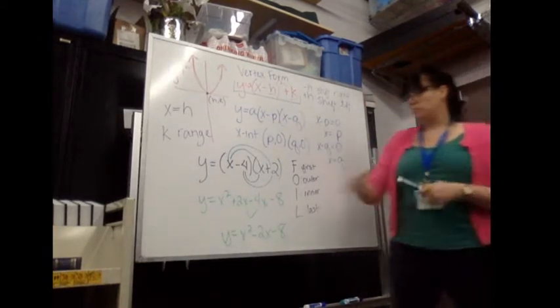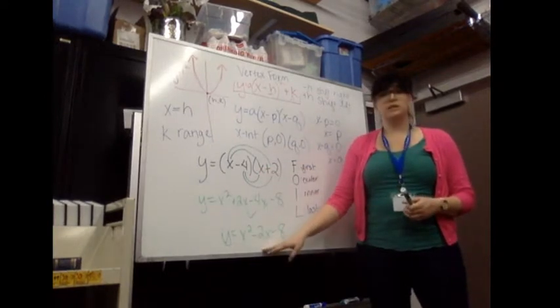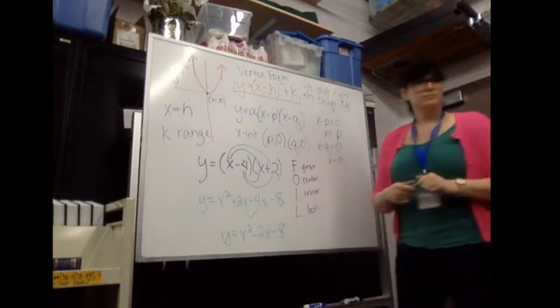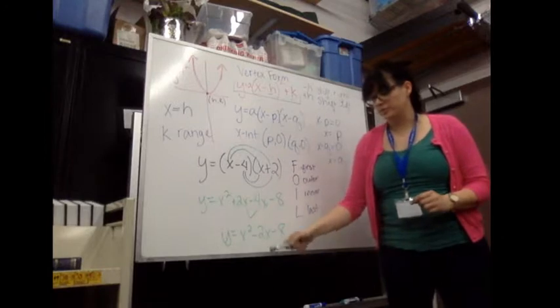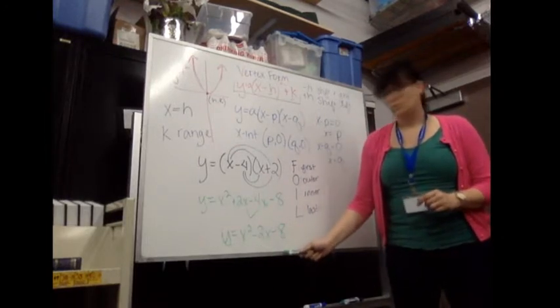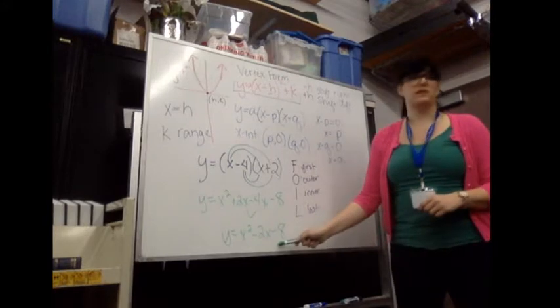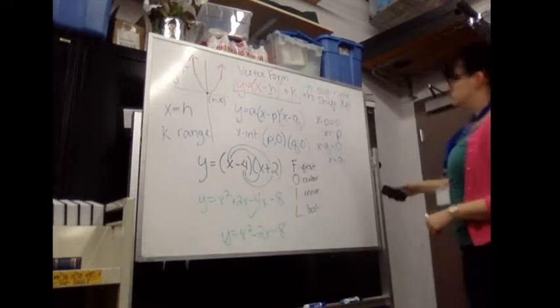So if you get a problem that looks like this, and they ask you to convert it to standard form, just FOIL it out. And that would be the answer. This is standard form. y equals ax squared plus bx plus c, where a is 1, b is -2, and c is -8.